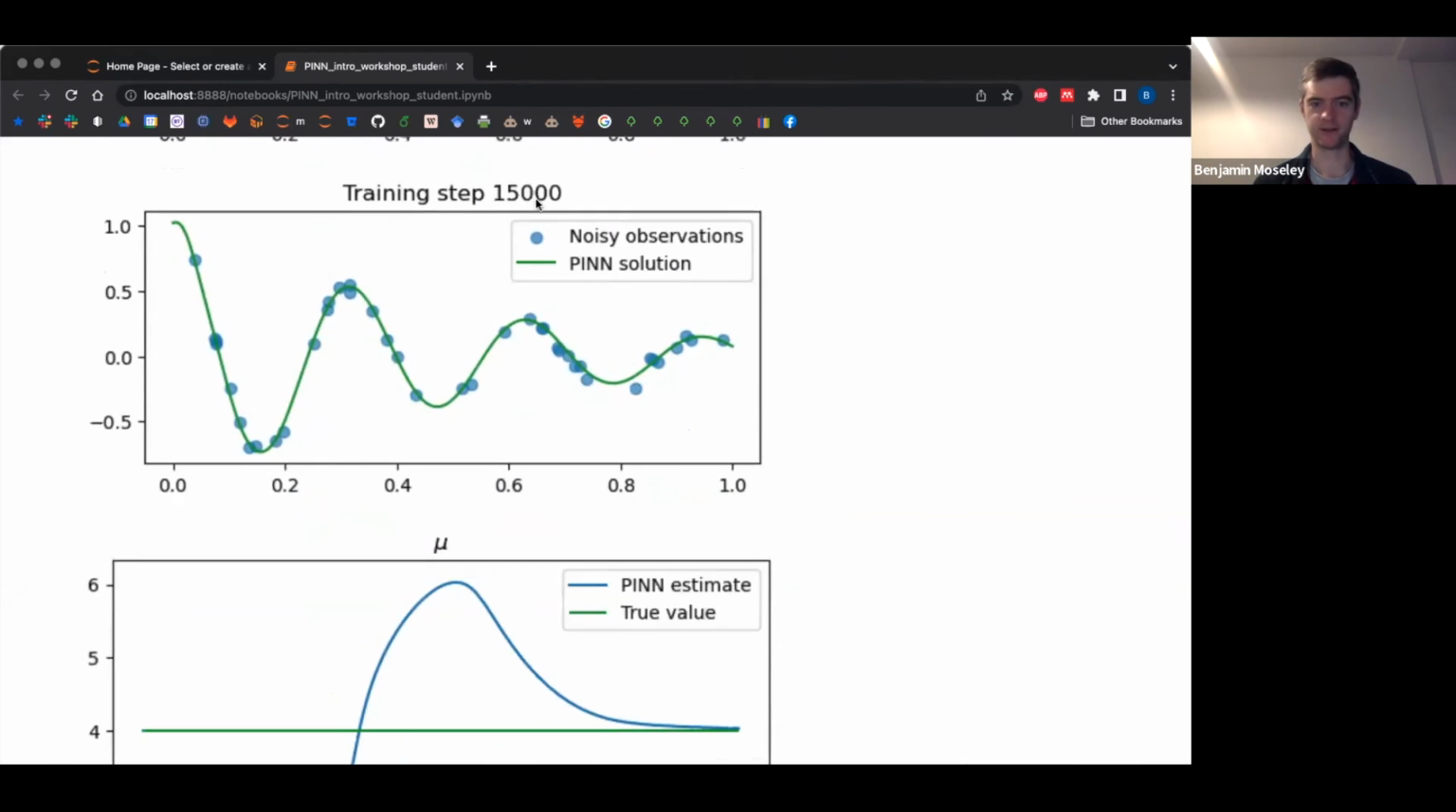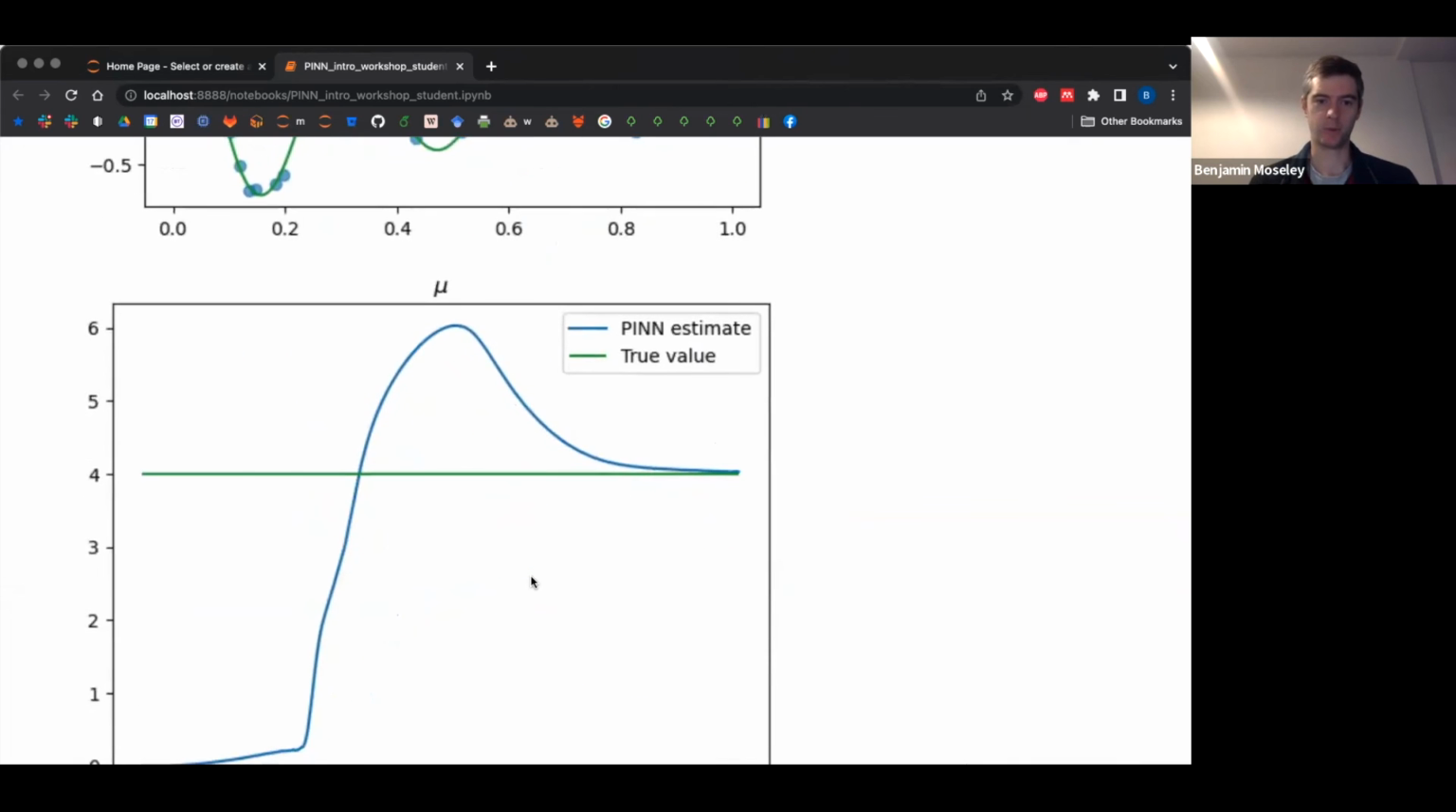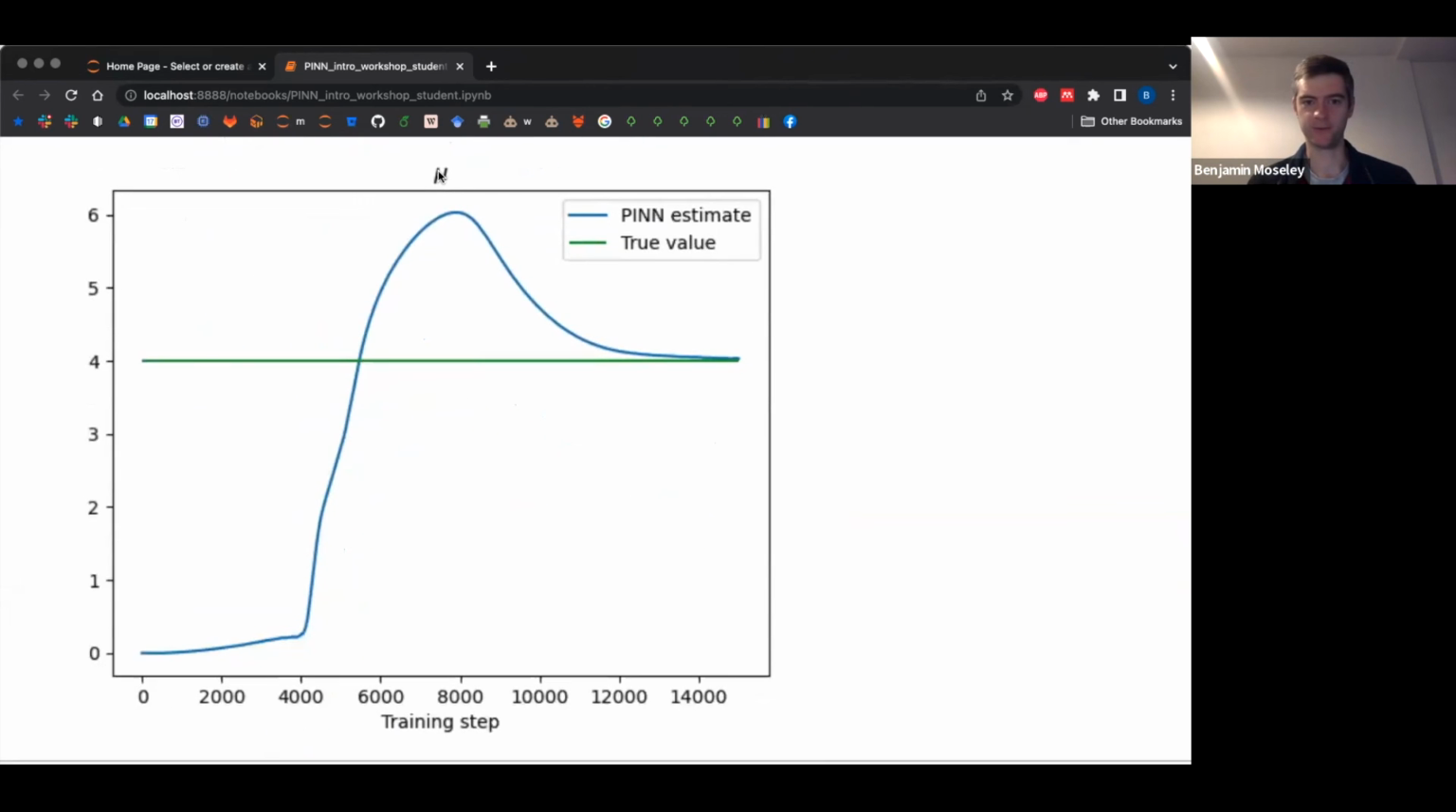Yeah, and you can see after 15,000 training steps, it's pretty much got the solution. And so what we're plotting here is the value of mu over the training step and comparing it to the true value. You can see once it's nailed the solution, it also has learned the value of mu.